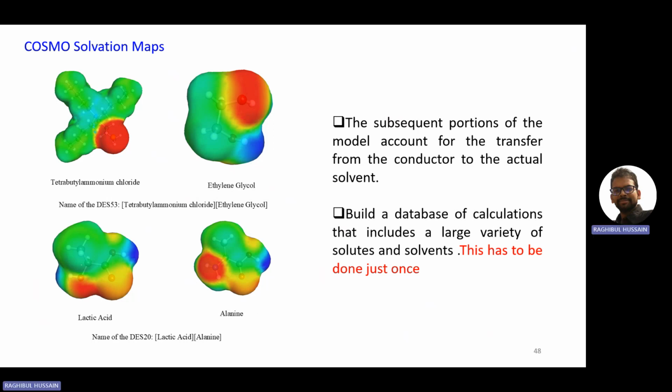Now after this, the subsequent portions of the model, the RS or the SAC part, which I have not discussed here, will account for the transfer from the conductor to the actual solvent. Now the charges are developed onto the surface. You have obtained the charges by the Gaussian calculation, but do we actually have these charges? No. So now the next part of the modeling comes. What is the energy required to remove these charges to restore it to its original state? That is where statistical thermodynamics comes into the picture, which I will not discuss.